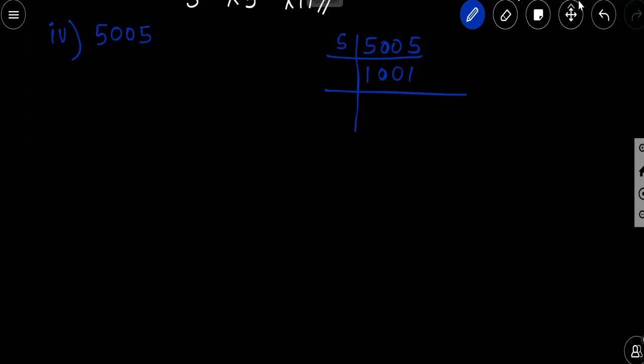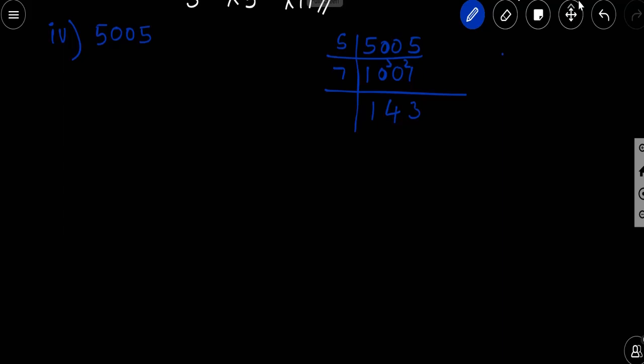Last number is 1. That means we try 7. So 7 threes are 21, how much is left out? So 3 is left out. This becomes 30. Then 7 fours are 28. 28 means how much is left out? 2. So 2 is remainder. So this becomes 21. 7 threes are 21. So this one is 1. This one is 1.